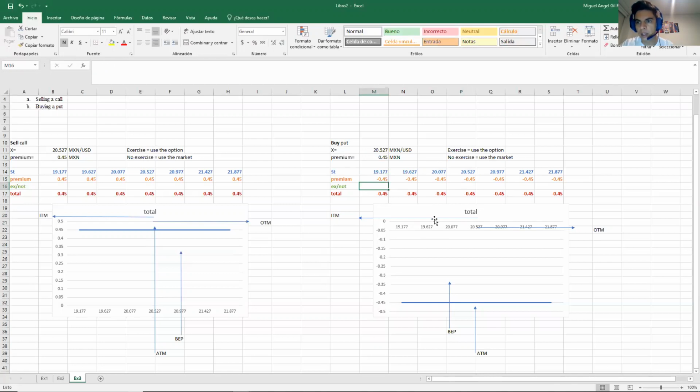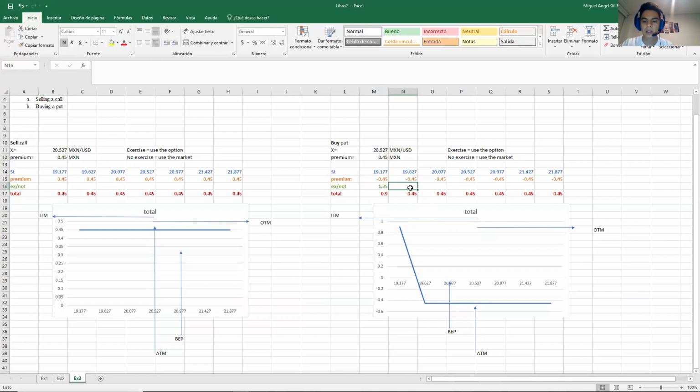And exercise or not, let's think about it. Because now we have the right or we have the option to sell the dollar at this price. So we will be happy to sell it at an expensive price. So we will always choose the most expensive price, whether it's the market or the option. So when the market is at 19 and we have the chance to sell it in the option at 20, I think we will exercise and we will sell it at 20. So the difference, and in this case, I'm glad that I'm using Excel because I can just account for the difference. The difference will be positive because I am receiving more money thanks to the option.